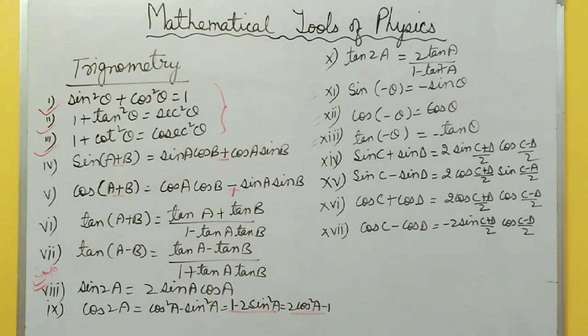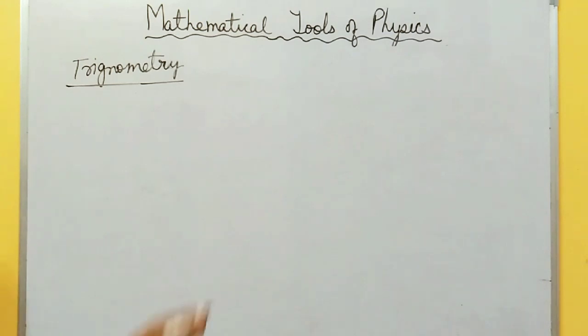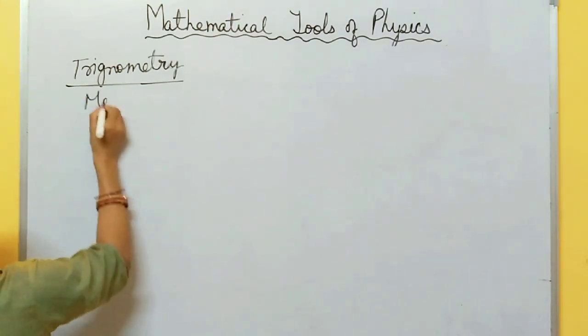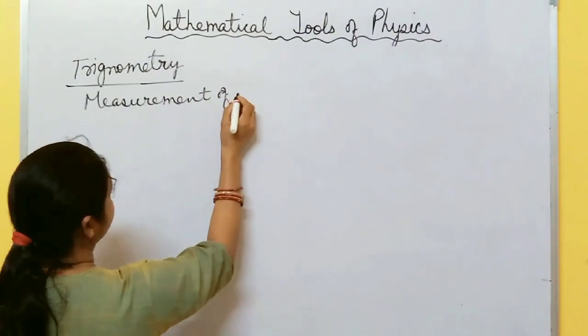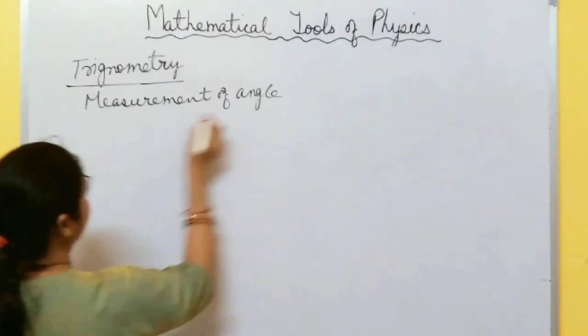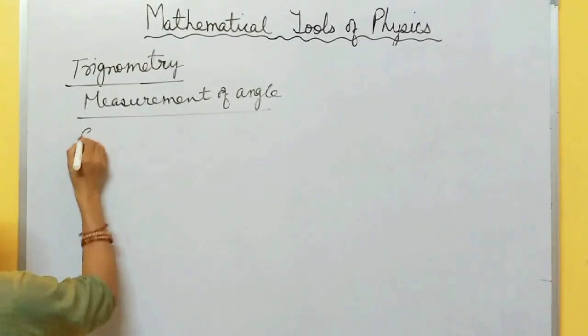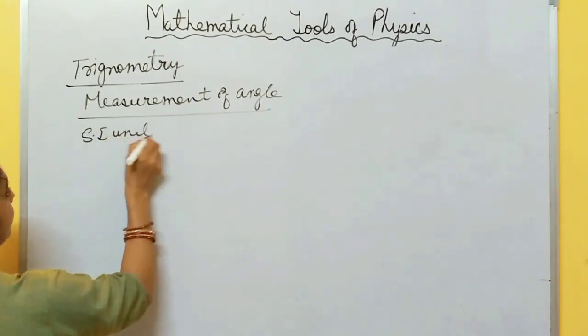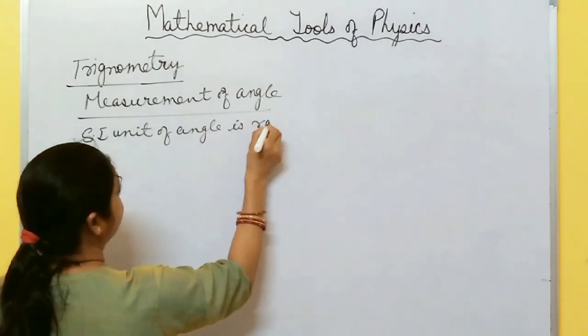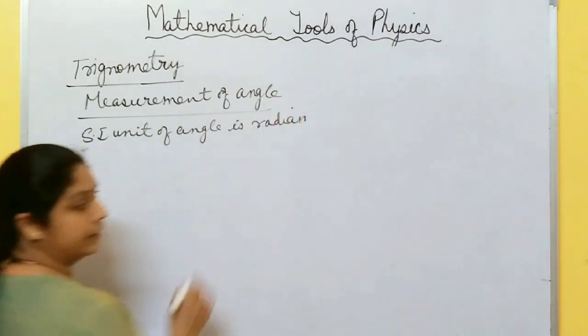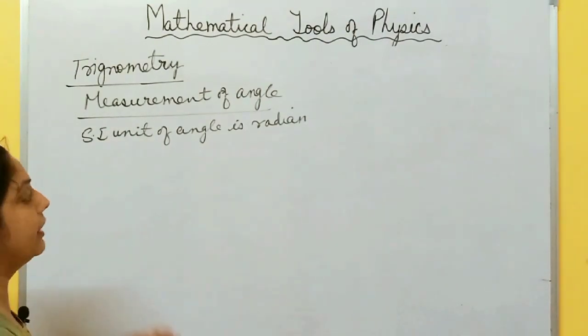After this, there is one important relation in trigonometry, that is, the SI unit of theta is radian. So I will discuss radian. Next is measurement of angle. How do you measure angle? You know, the SI unit of angle is what? The SI unit of angle is radian. But you always measure angle in degrees. So what is the relation between degree and radian?